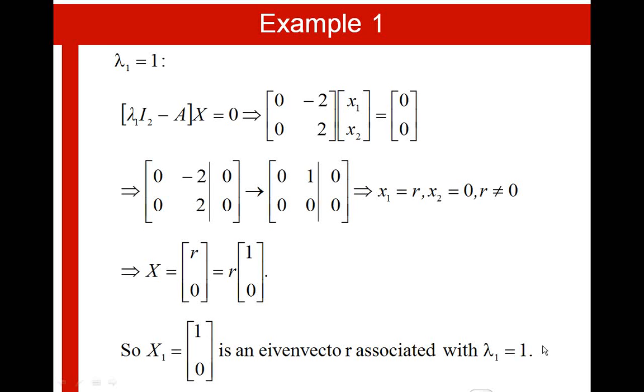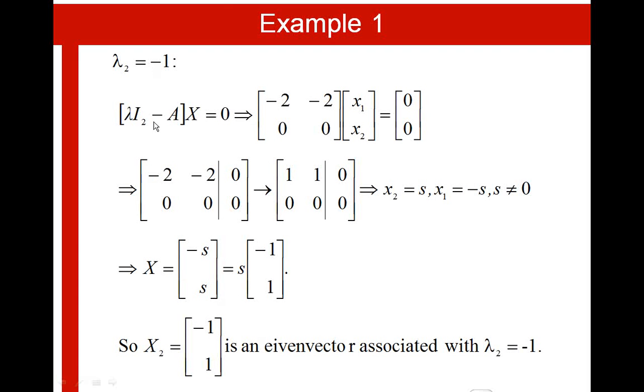Now for lambda 2 equal to minus 1, we do the same thing. We substitute the value of minus 1 here. We obtain the matrix minus 2 0 0 times the eigenvector that we need to find, x1 x2 equal to 0. We have to solve this homogeneous equation here. Again, we do the row reduction to obtain this row reduced version of the augmented matrix.